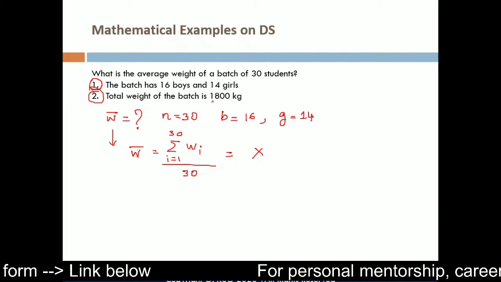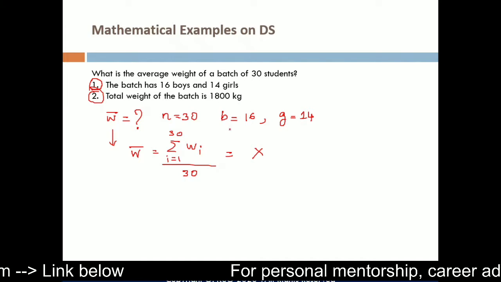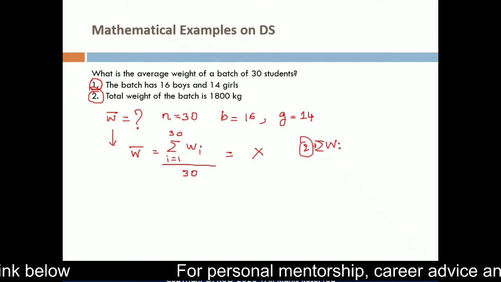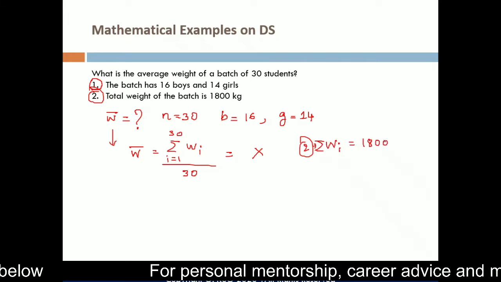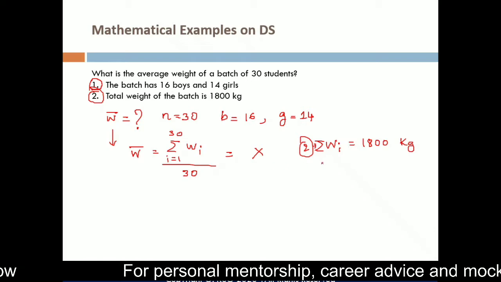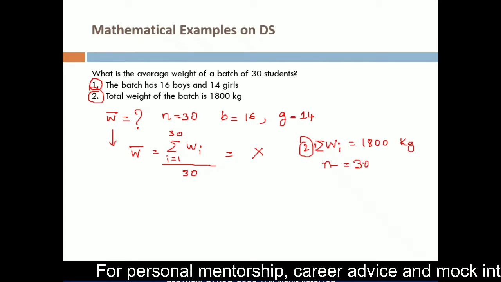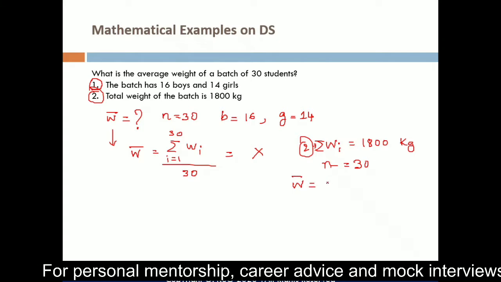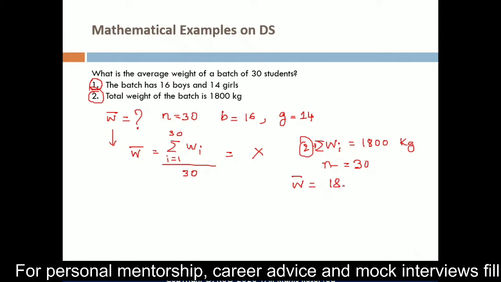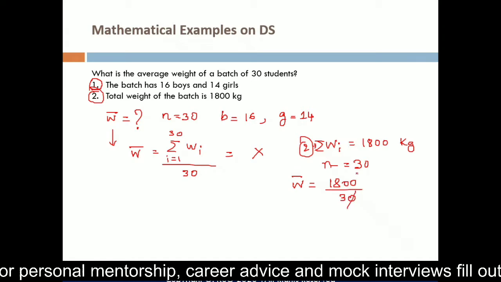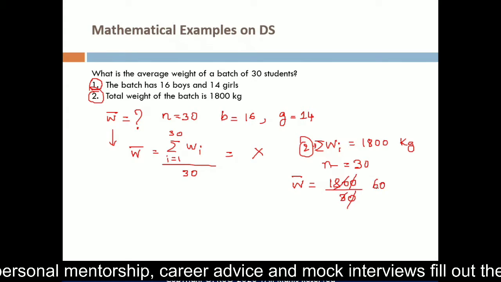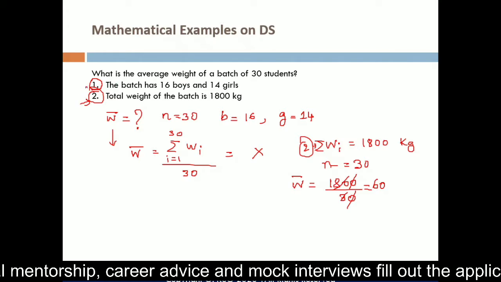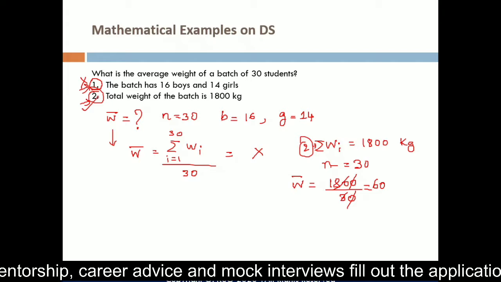Here it is mentioned the total weight of the batch is 1800 kg. So that means the second pointer tells us that the summation of Wi is 1800. And now we also know n equal to 30. Oh, that's great. So now we can solve the value of W bar, or the average weight of a batch of 30 students. Let me divide 1800 by 30. That gives us 60. So if we are looking at pointer number 2, we are able to solve this particular problem. But if we are looking at pointer number 1, we are unable to solve this problem.